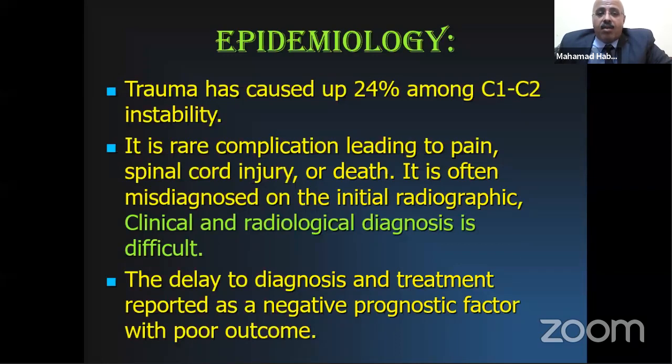Epidemiology. Trauma has caused up to 24% among C1, C2 instabilities. It's a rare complication leading to pain, spinal cord injury, or death. It's often misdiagnosed on the initial radiographs. Clinical and radiological diagnosis is difficult. The delay to diagnosis and treatment is reported as a negative prognostic factor with poor outcome.